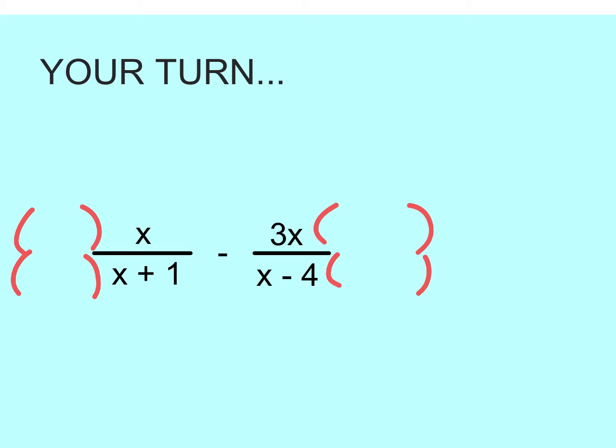Truckee, the other denominator. So, what goes here? X minus 4. Yep. And on the other side, it's x plus 1. Yep.